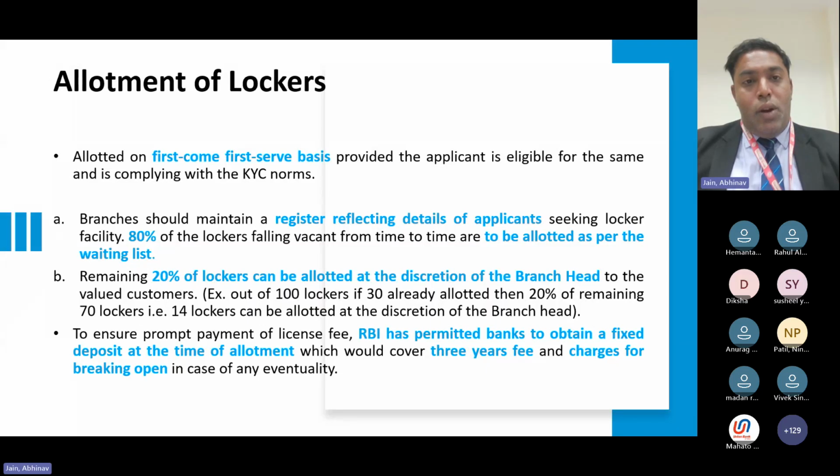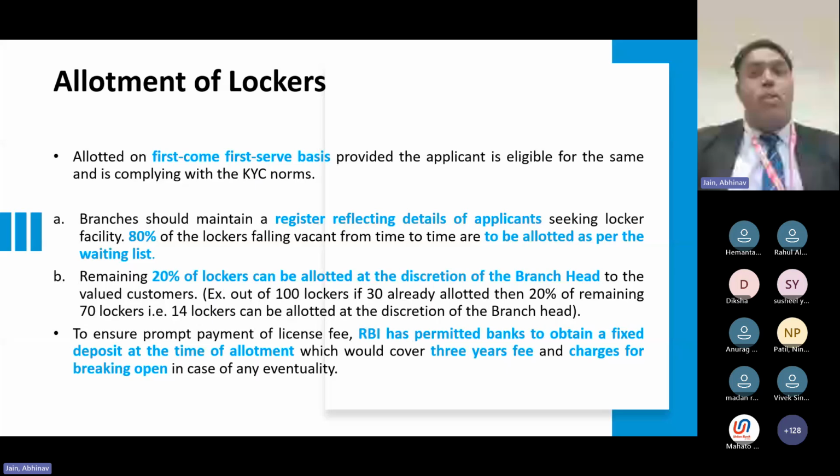Again, to ensure prompt payment of the license fee, RBI has permitted banks to obtain a fixed deposit at the time of allotment of the locker, which will cover 3-year fees and charges for breaking open in case of any eventuality. So don't take any wrong option like a 50,000 FD or 20,000 FD is compulsory before giving a locker. No. The FD which is suggested here is the 3-year fee plus charges for breaking open in case of any eventuality. Do remember this from the point of view of the examination.